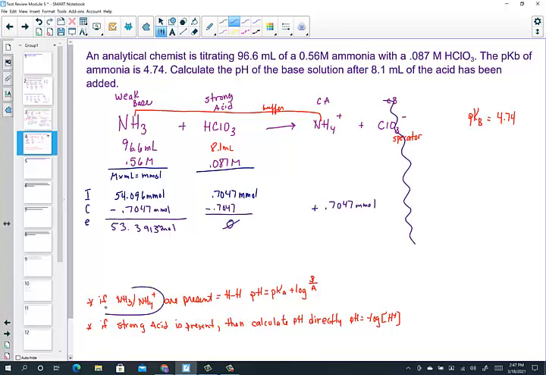So since we have a conjugate pair present in solution after the titration, we're going to use this formula called the Henderson-Hasselbalch. pH will be equal to pKa plus the log of the ratio of the base over its conjugate acid, ammonium. Now remember, the pKb was given, and we need the pKa for this formula. Easy enough. 14 minus the pKb will be my pKa, right? Their sum will always be 14. So that gives me 9.26 as the pKa of the system.